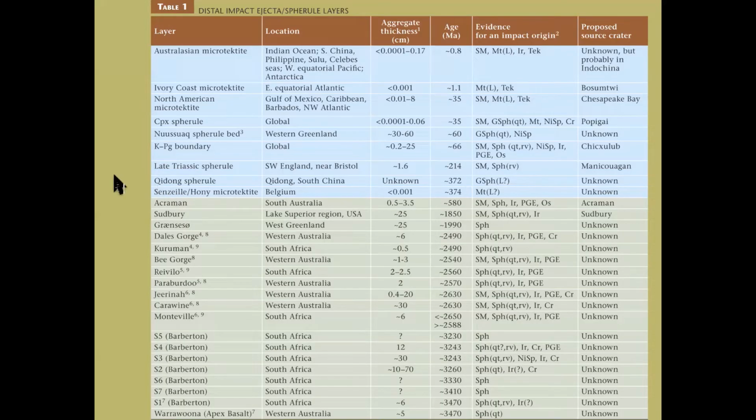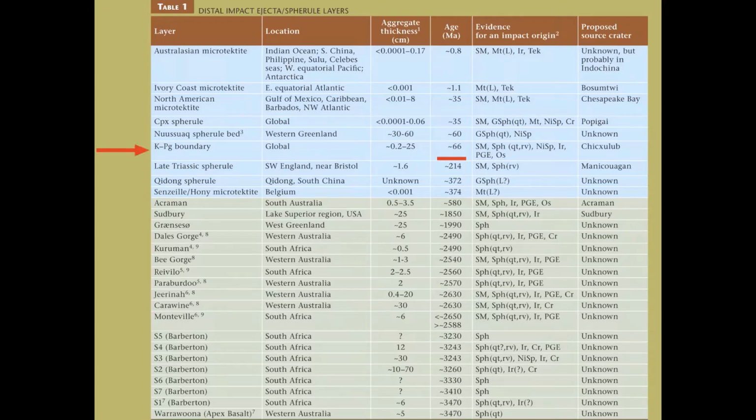Okay, so this is a list of distal impact deposits from a paper recently, 4 or 5 years ago, by Glass and Simonson. And they listed what they considered to be all distal impact deposits ranging in age from the Australasian Microtectites around 0.8 to early Archean stuff at 3.5 billion years ago.